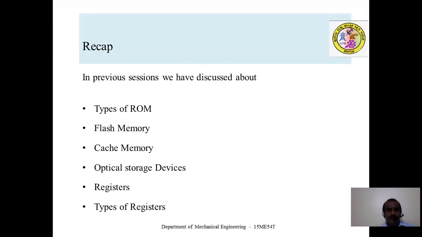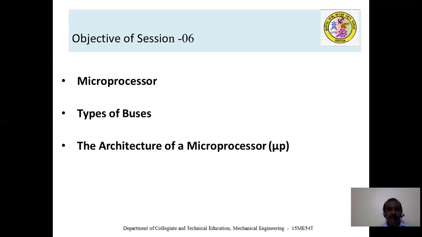In the last session, we have discussed about the different types of ROM, read-only memory, flash memory, cache memory, optical storage devices, registers, and the different types of registers. In this session, let us discuss about the microprocessor, different types of buses, and the architecture of a microprocessor.